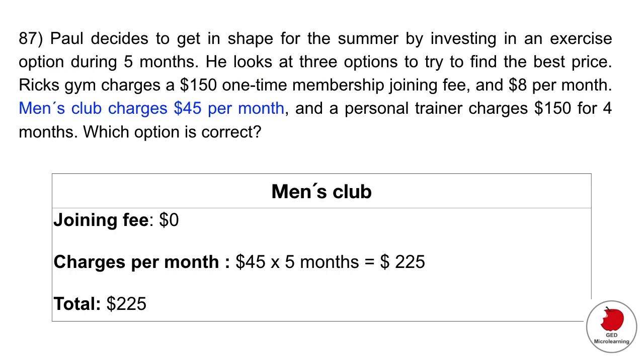We're going to do the same thing for the Men's Club. So Men's Club did not have a joining fee, and it costs $45 per month. Once again, we multiply by 5 months because that's what he's going to be paying, and that gives us $225.